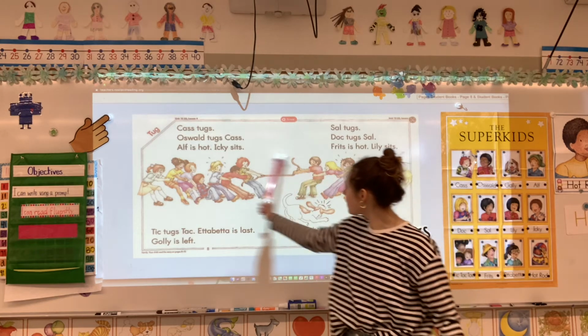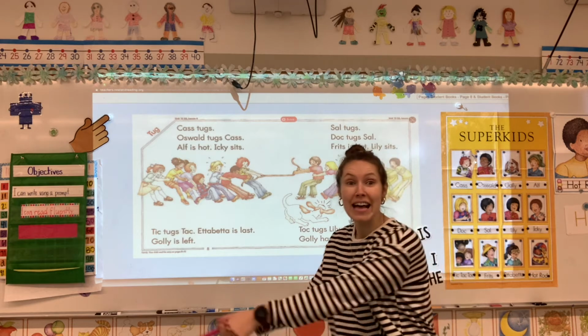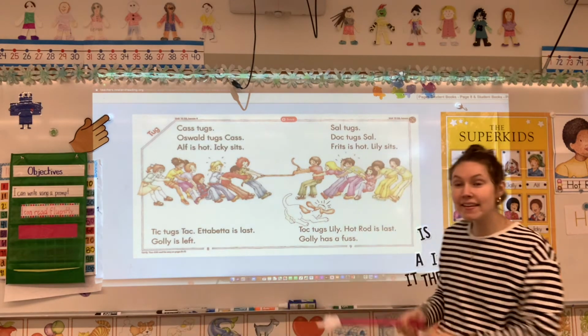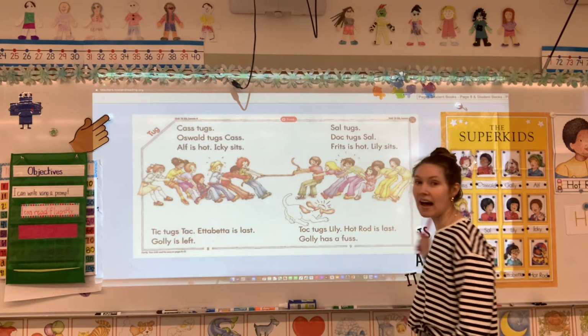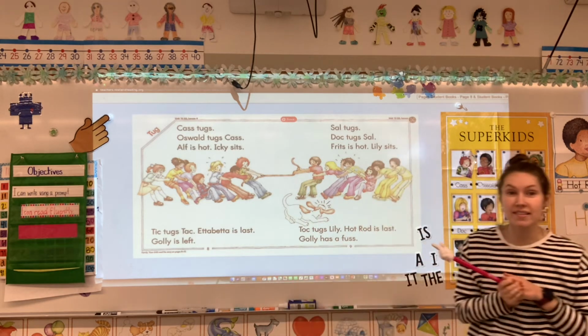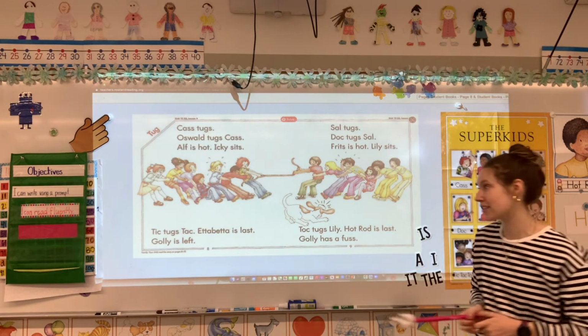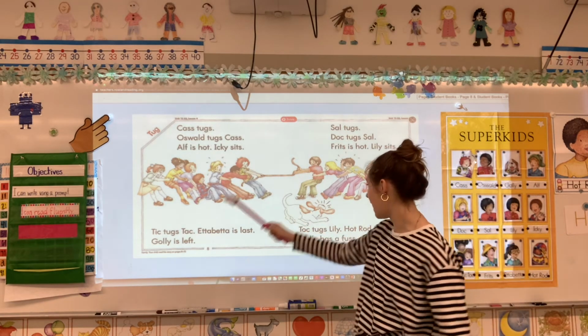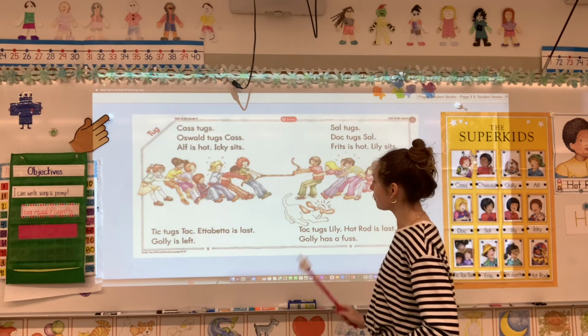And I see in this picture, it looks like the Super Kids are playing a game of tug of war. In the game tug of war, you're trying to pull your rope to one side. That team's going to win, whichever team can pull the rope to their side. So I see the Super Kids have two teams here, and it looks like they're playing a game. So let's read the story.